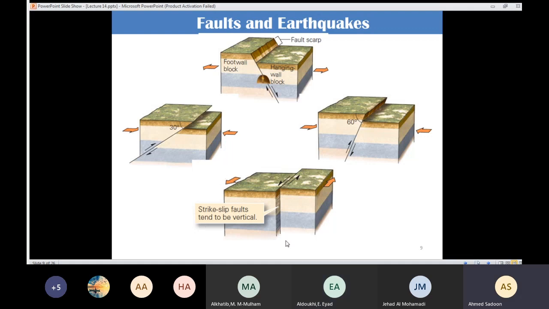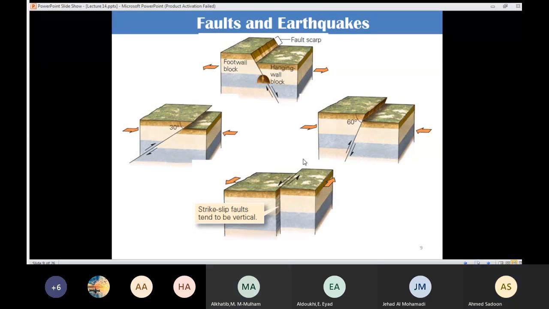What about that one here? The last figure. Strike slip faults. Why? Because we have shear stresses and we have movement relative to each other. Yes, which means that the movement is along the strike direction.